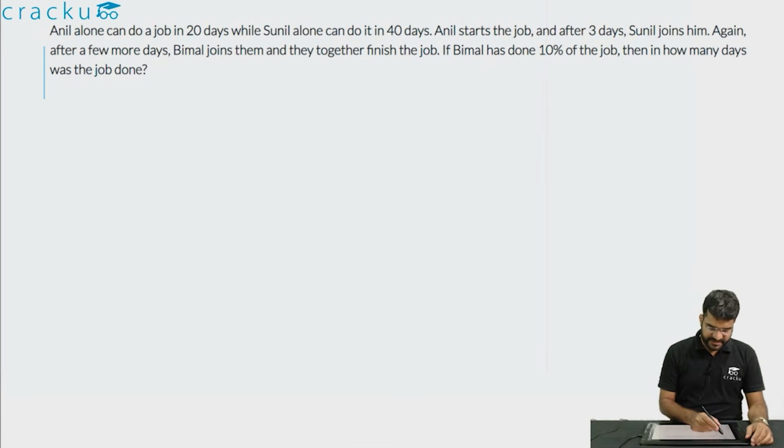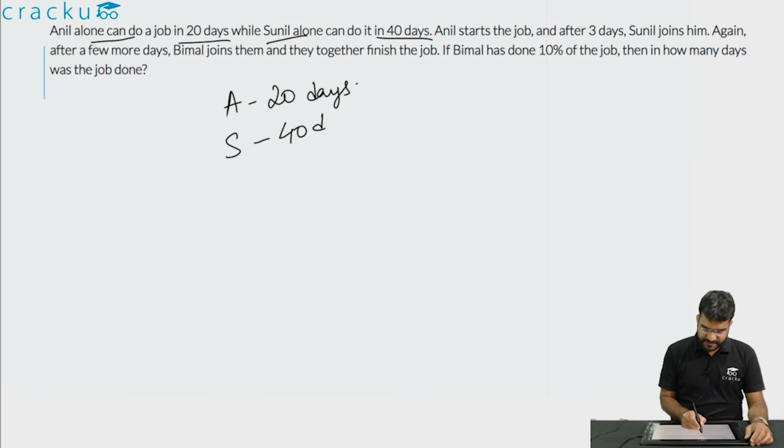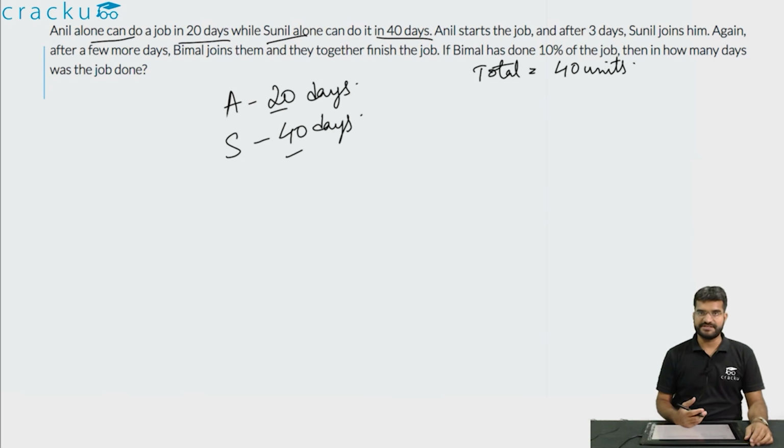In this question, it is given that Anil alone can do a job in 20 days, and Sunil alone can do the job in 40 days. So let us assume that the total work is equal to 40 units. 40 is the LCM of 20 and 40. We use that because it makes our calculations easier.